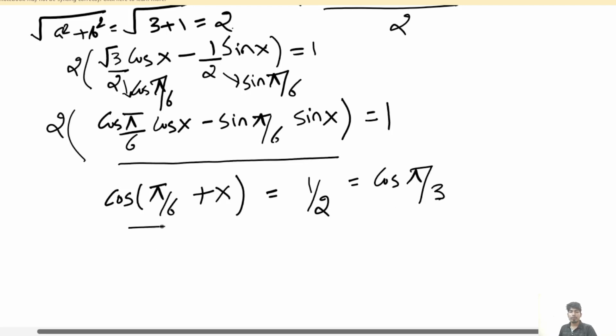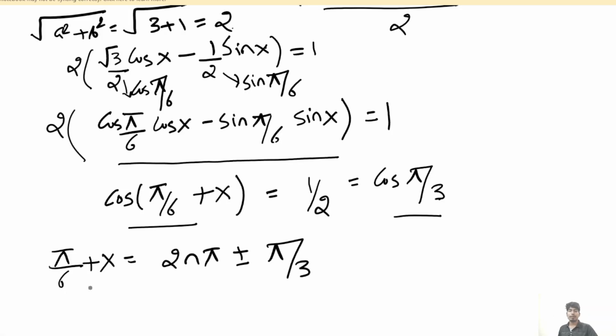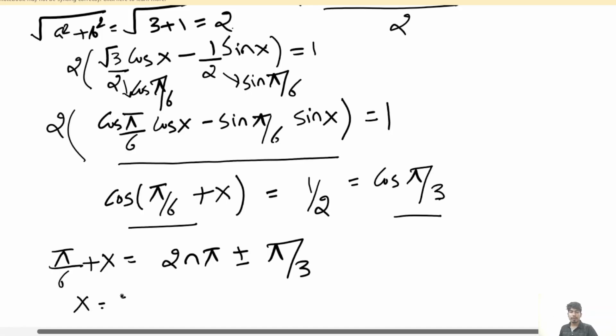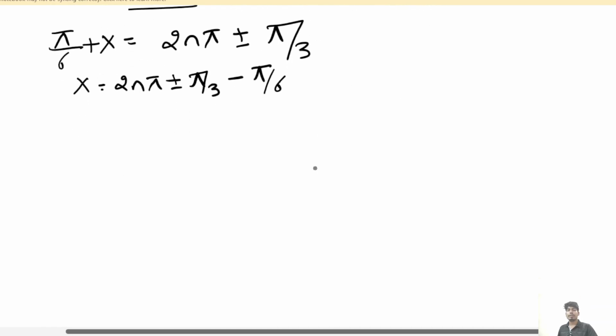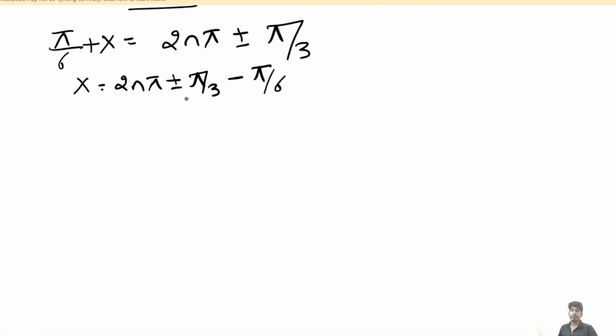Then cos theta is equal to cos alpha, then theta is 2n pi plus minus alpha, meaning pi upon 6 plus x is equal to 2n pi plus minus alpha. Alpha is pi upon 3. Then x is equal to 2n pi plus minus pi upon 3 minus pi upon 6.